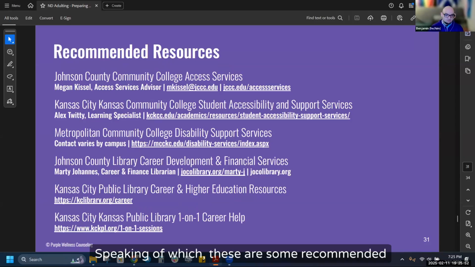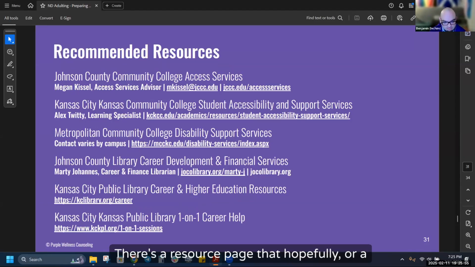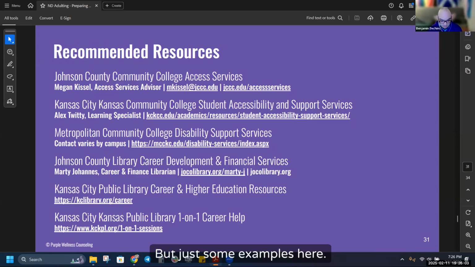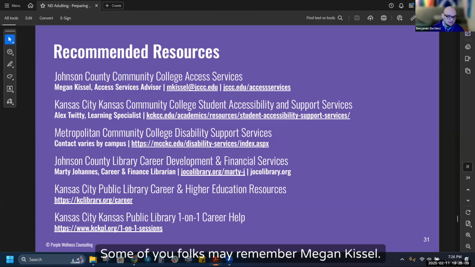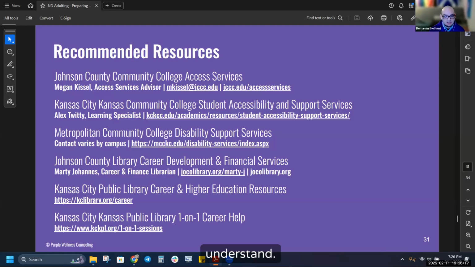Speaking of which, these are some recommended resources. There's a resource sheet that hopefully can get shared out with everybody that includes all of this. But just some examples here. At Johnson County Community College, they have a tremendous Access Services office. Some of you folks may remember Megan Kissel. She is an Access Services advisor with them. She came and presented a few months ago, I understand.